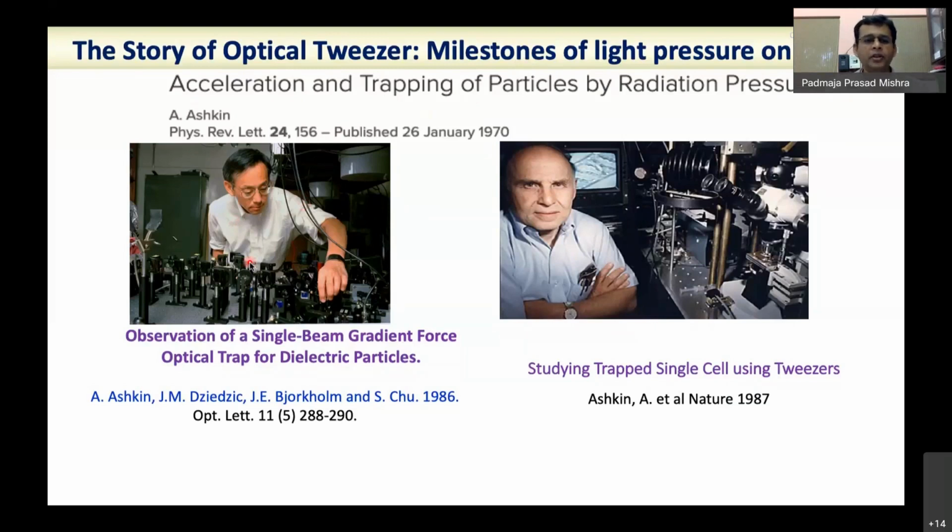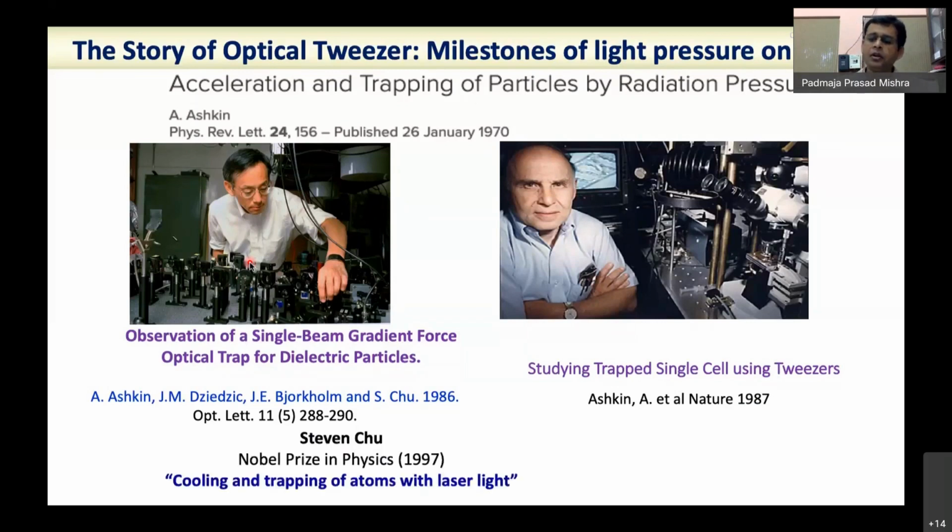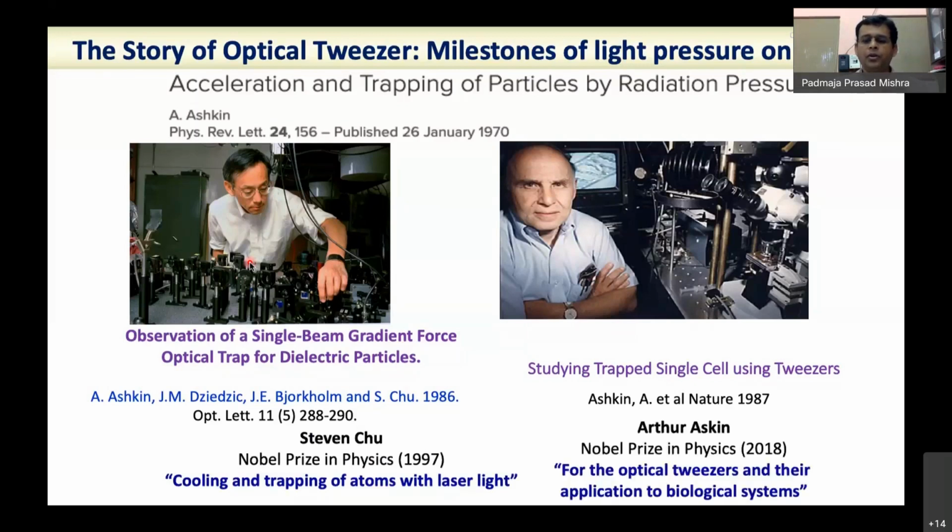And I should mention here, optical tweezers is the only development which got the Nobel Prize twice. Once for the application of optical tweezers, and second for the development of optical tweezers. Professor Steven Chu got the Nobel Prize in 1997 for cooling and trapping of atoms with laser light, and almost 20 years after that, Professor Arthur Ashkin got the Nobel Prize for the development of optical tweezers.